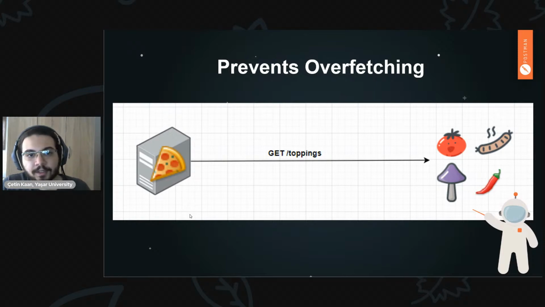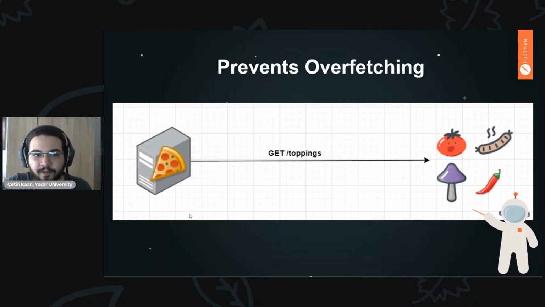As you can see, we have our Pizza server here, and we make a GET request to toppings, and we get all the toppings, as you can see. We get tomato, sausages, shrooms, and peppers. Now, if we wanted to only use shrooms in this example, all the tomato, sausage, and peppers are overfetched data. They are going to be thrown in the rubbish. We didn't need to fetch them, which can lead to performance issues of applications.